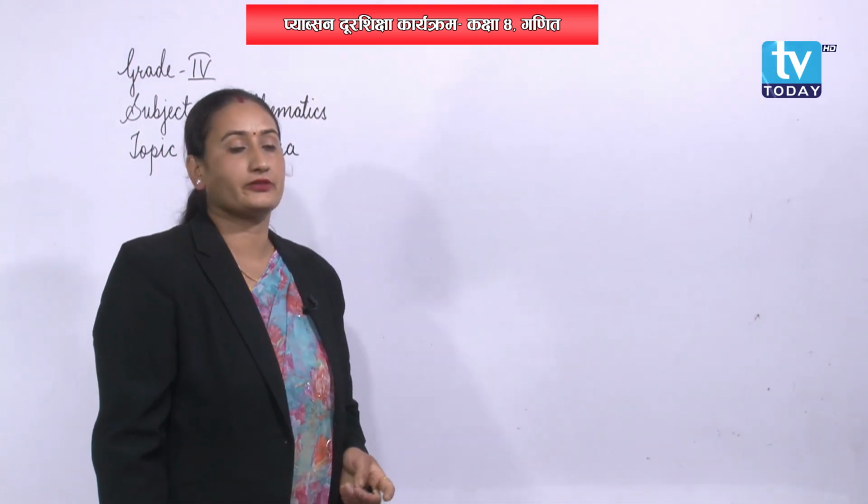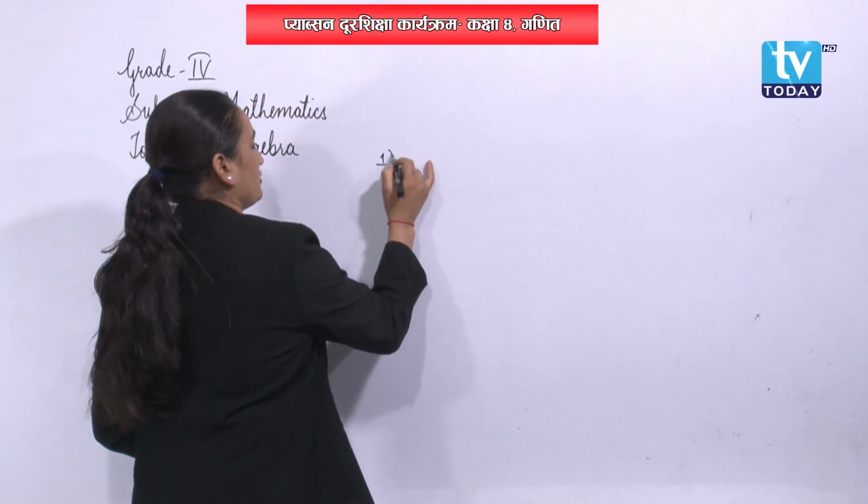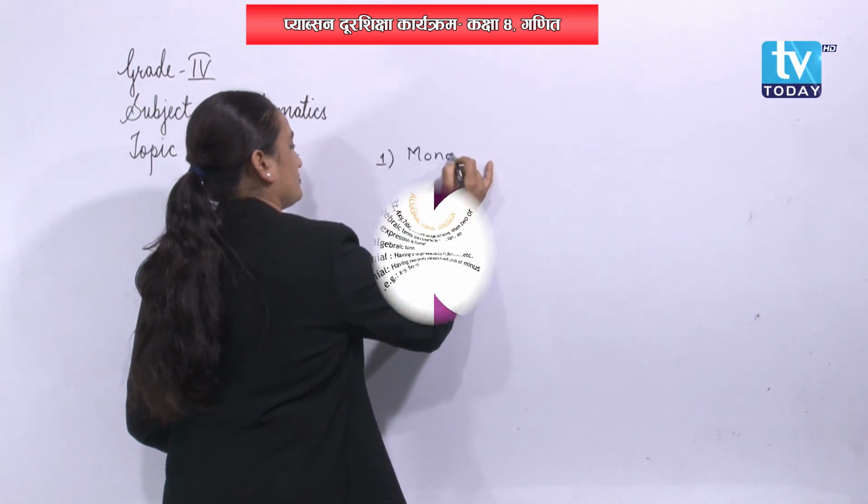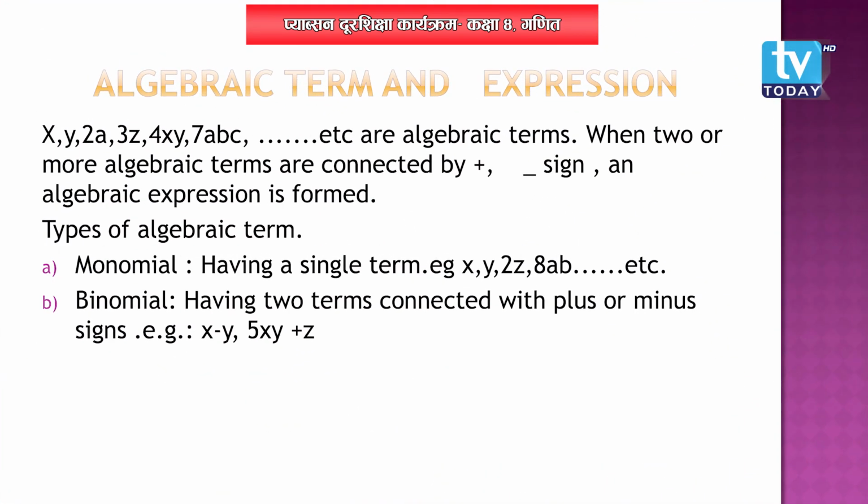First one is, you can see here, monomial. Monomial means having a single term. Having a single term is known as a monomial. That is x, y, z. We can write it in the form of a monomial.